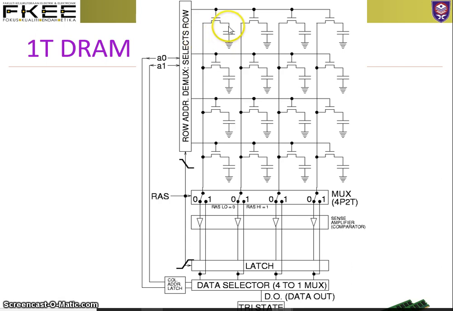In this example, I have a 4 by 4, 4 words by 4 bits. This is the row address to decode the address, which line you want to either read or write. This is the output, and this is the sense amplifier I mentioned just now. This is connected to the bit line. Each is connected to the bit line over here.